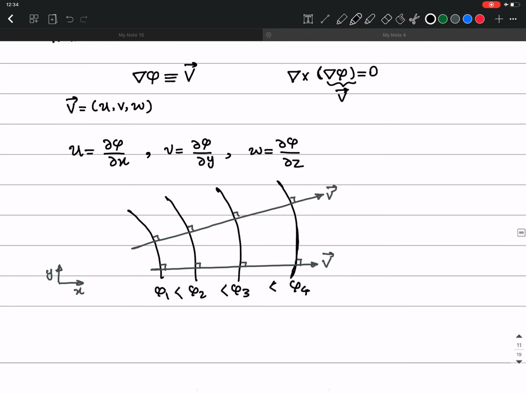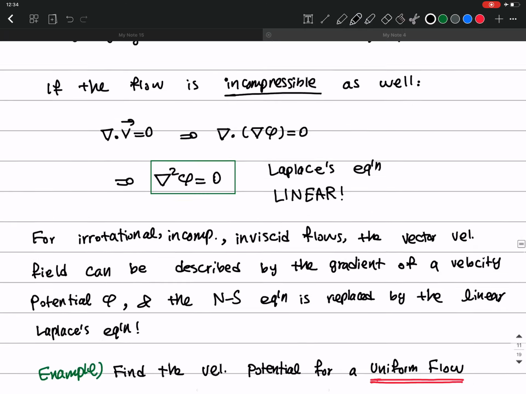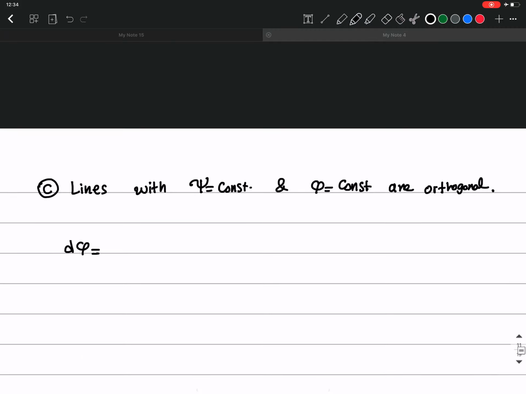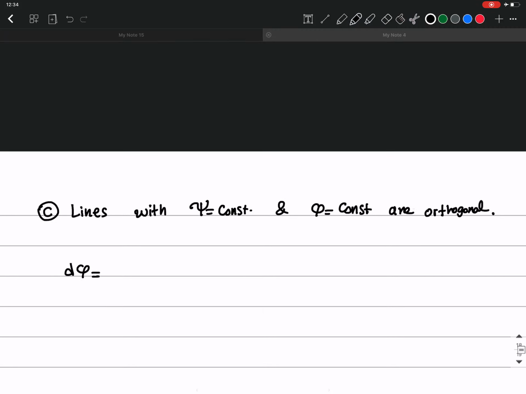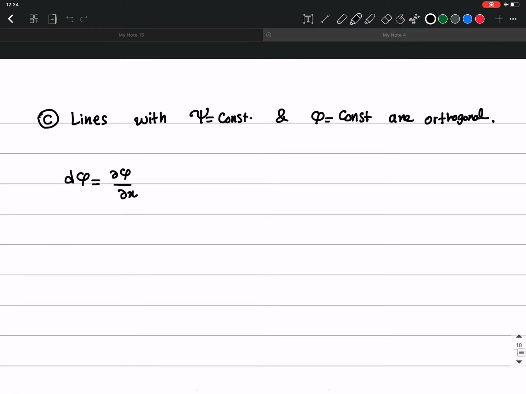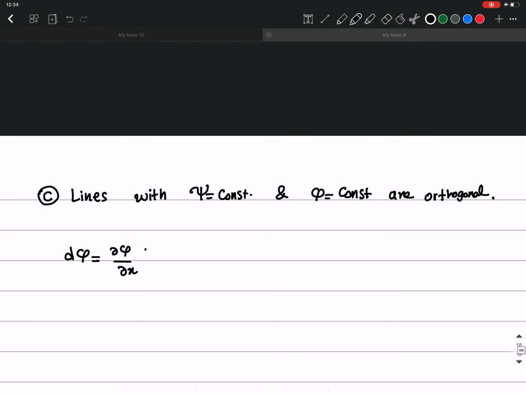It's going to be in a 2D flow. It's again a function of space, so it's going to be partial phi over partial x dx plus partial phi over partial y dy, which, for the velocity potential, partial phi over partial x is u, so u dx, and partial phi over partial y is v, so it's v dy. And let's say for a constant one, so d phi is going to be 0.